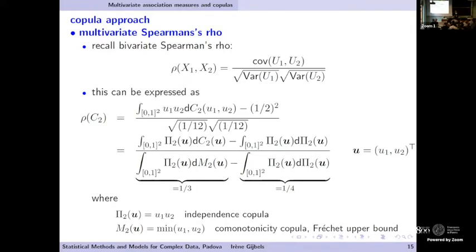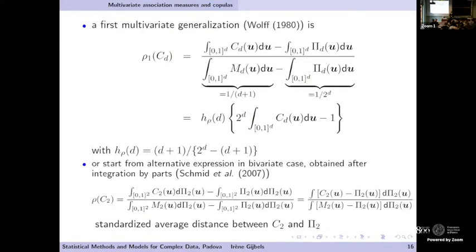but in a way which immediately allows you to go to D dimensions. Because you just replace C2 by CD, and you replace the independence copula in 2 dimensions with the one in D dimensions. This one, similarly, in D dimensions, the definition is immediately there, and that gives you the first generalization, which dates back more than 40 years. And you have a proper normalization, standardization, which is there.